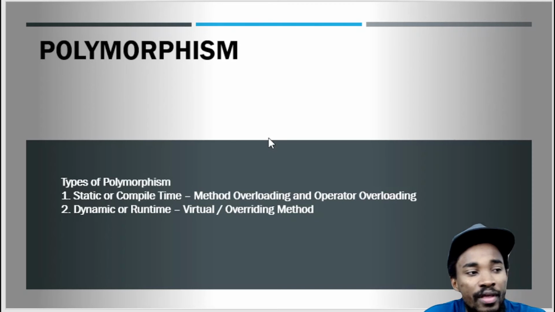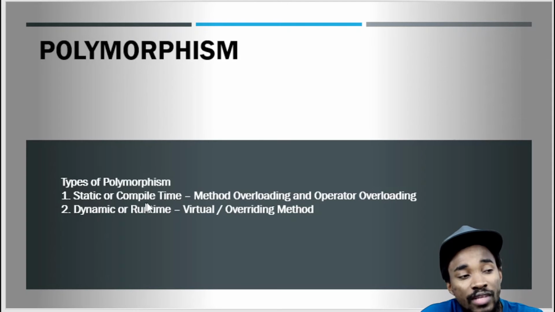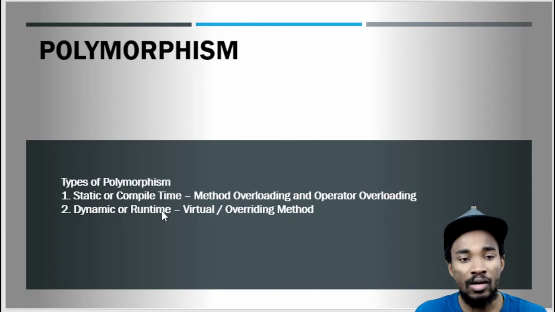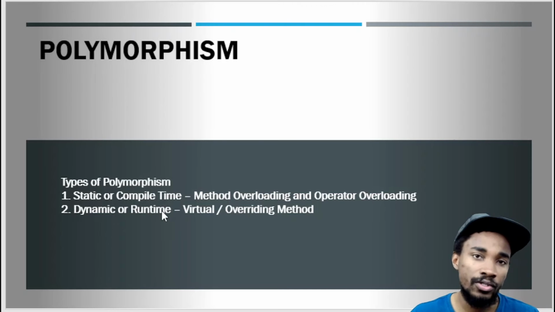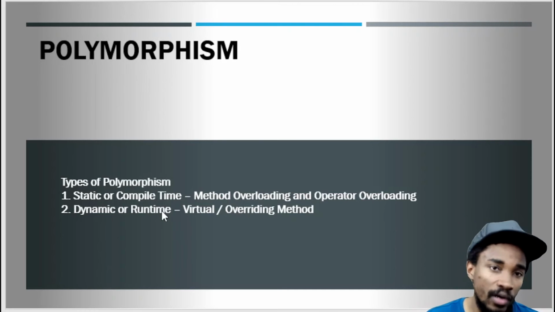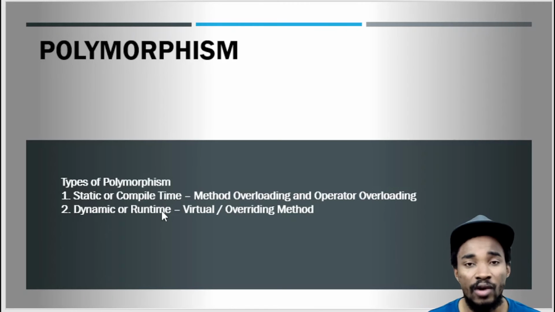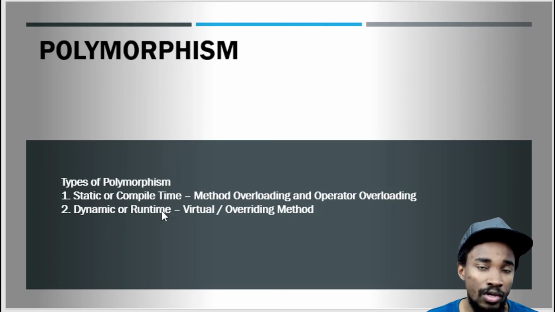I will actually show you that. Basically we have two types of polymorphism: static, or compile time, and dynamic, or runtime. The static, compile-time one is around method overloading and operator overloading. The dynamic, runtime one is how you override the base method.